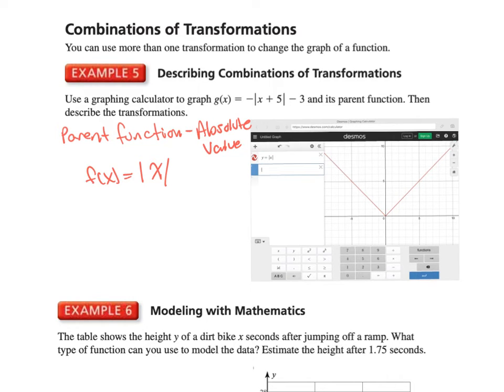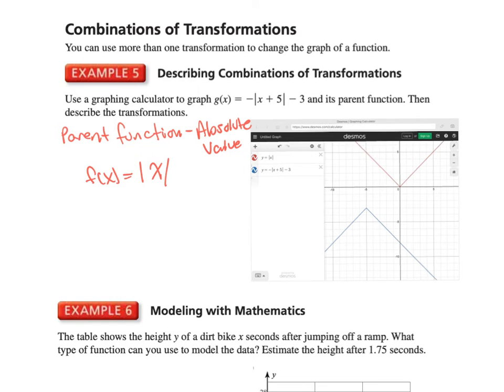So let's graph g of x. We're going to graph y equals negative absolute value of x plus 5, minus 3. We can't quite see the whole thing, so we can move our graph around so we can definitely tell. So we need to describe the transformation. We've got to do a couple things. Use your geometry skills, visualize moving this graph and mapping it on top of itself.